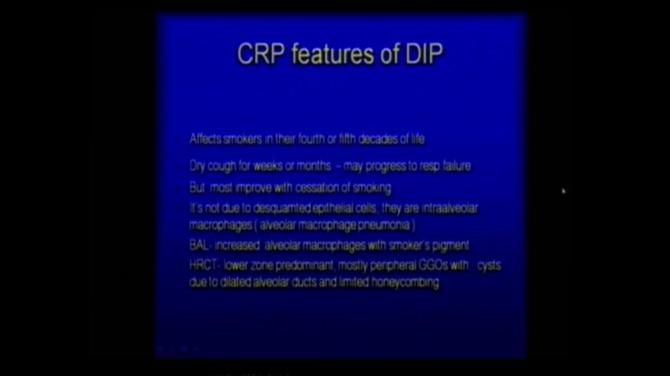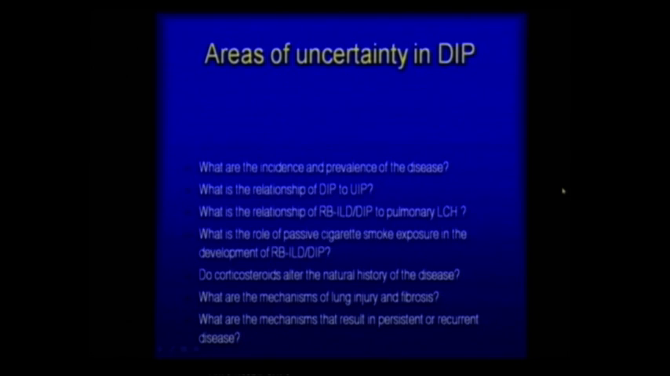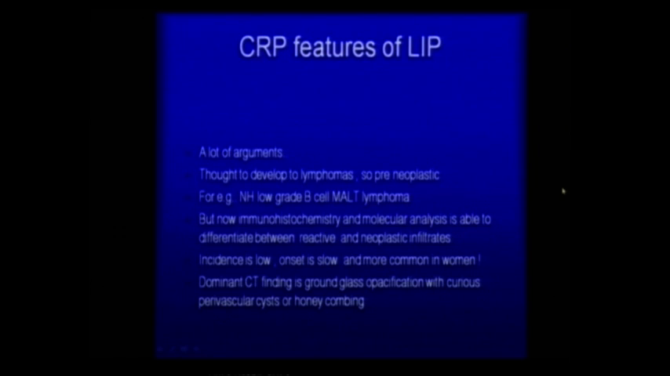Here HRCT shows a lower zone predominance. In RB-ILD there were nodules in the upper zones. Here it is basically in lower zones with cystic spaces due to alveolar ducts and sometimes limited honeycombing to unexplained cystic spaces, as you can see. There are areas of uncertainty in DIP, that is whether it has got any relationship to pulmonary Langerhans cell histiocytosis, or is there a role for corticosteroids, or why some of them progress to fibrosis and not all of them. And the last entity is really rare, which is called lymphoid interstitial pneumonia.